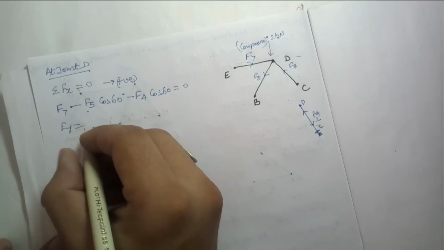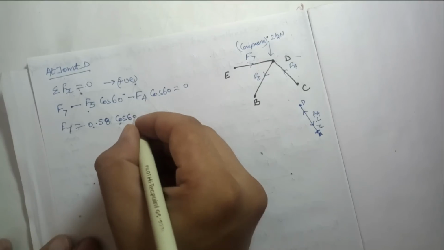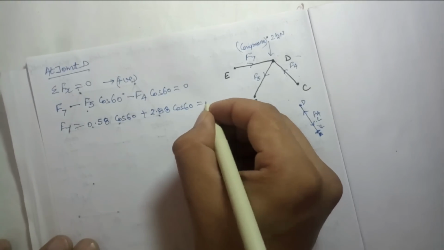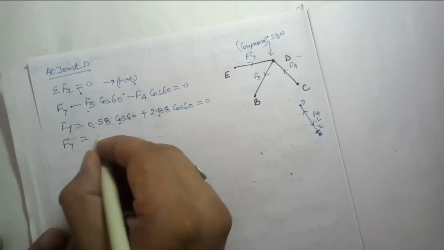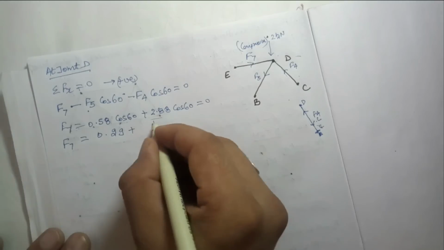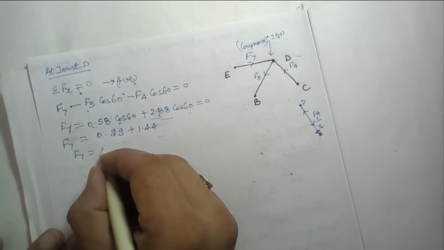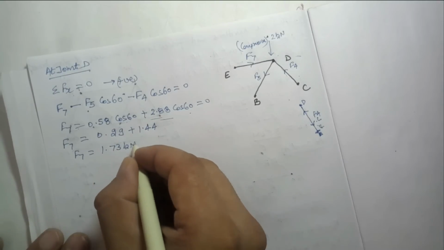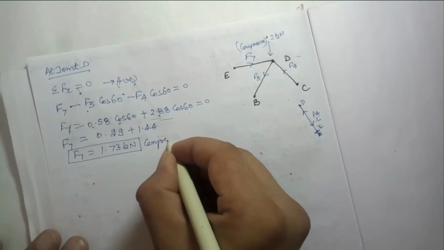We have calculated F5, that is 0.58, so 0.58 into cos 60, plus F4 that we calculated, 2.88, again times cos 60. We know the value of cos 60 is 0.5. When we fill in, F7 equals 0.29 for this plus 1.44 for this, and the final F7 is 1.73 kilonewton. It is coming positive, so this is compressive.